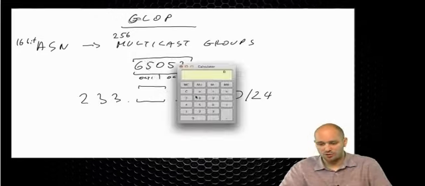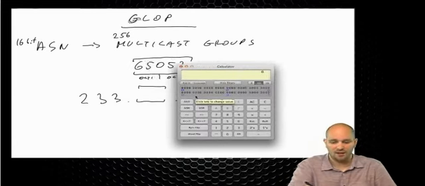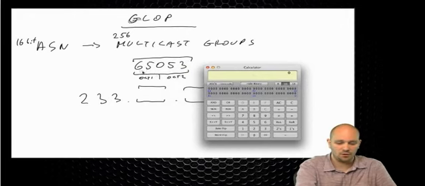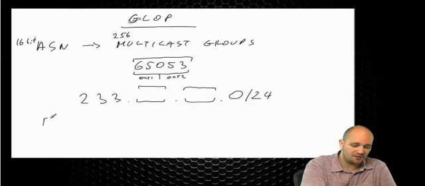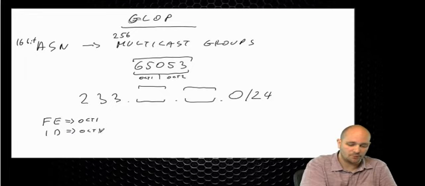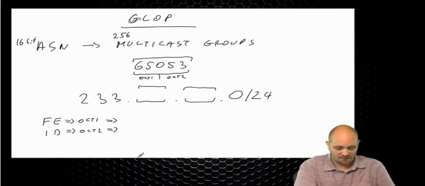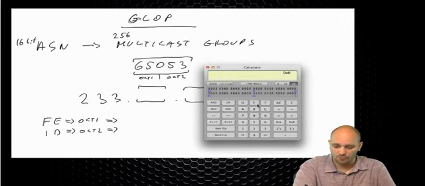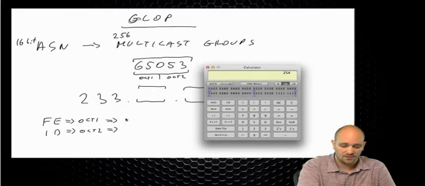So the best way to actually convert this would be to use the calculator and use the autonomous system number. So here we have 65,053 and convert this into hex. So this is FE1D. Now this here is octet number 1 and this here is octet number 2. Now, when we convert FE1D, I'm going to convert just FE, I'm sorry. FE converted to decimal, this is going to be 254.